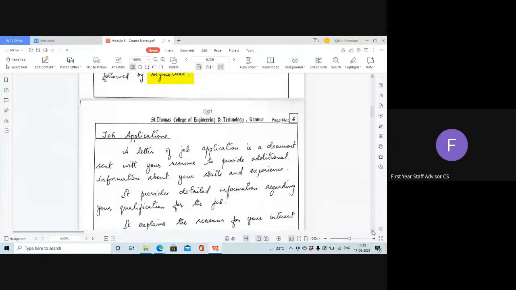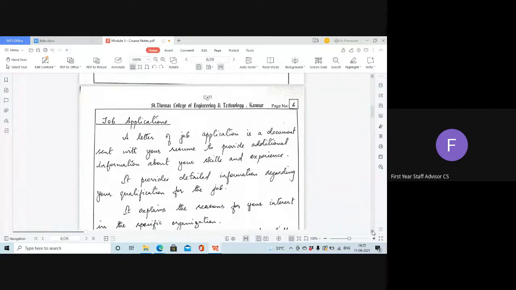So that is about the different kinds of letters. Now let us come to another form of technical writing, the application letters. A letter of job application. Okay, what are the things that you should keep in mind when you're writing a job application letter?